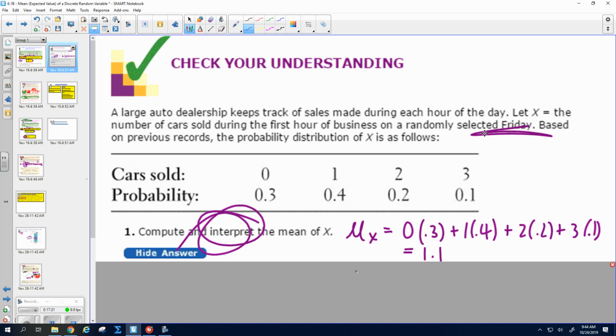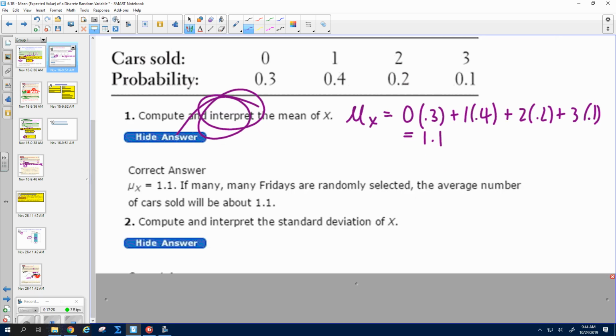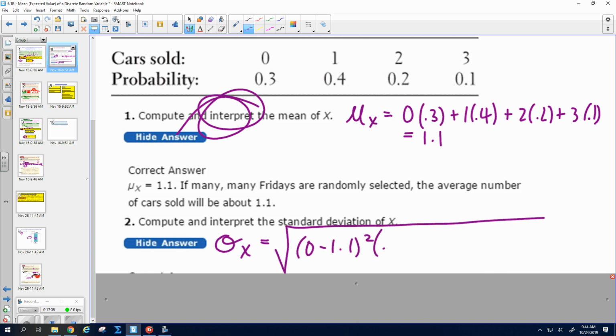All right? And then you would do your standard deviation. So again, I would expect the formula to look like this: the square root of the data point minus the mean we just got squared times its probability, plus the next point minus the mean squared times its probability. And yes, I would fill that all out, but I'm being lazy. 0.943. Okay, what does that mean? We're typically off from our mean of 1.1 by 0.943 cars on any given Friday.